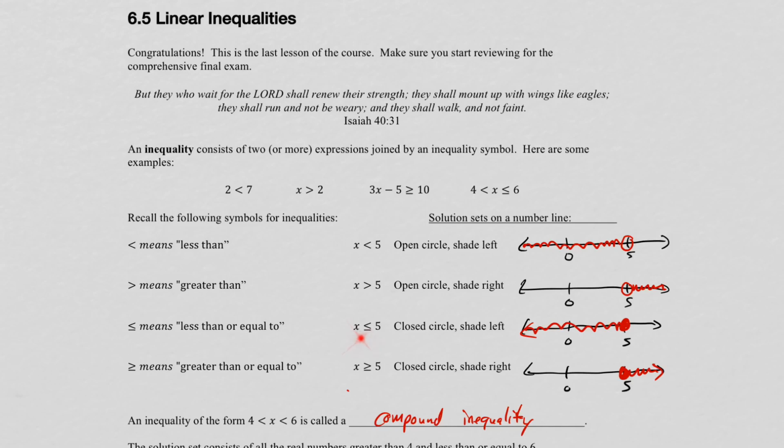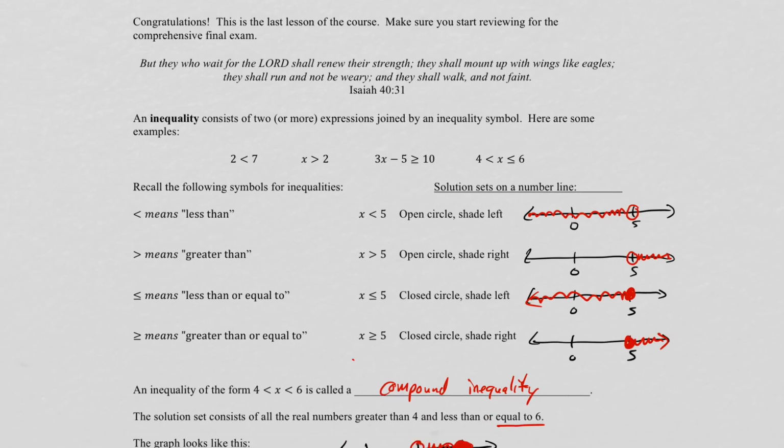And then once we get to the equal to signs that are right under the inequality signs, we're going to include the number. So we're going to do a closed circle and shade left for less than or equal to. So closed circle, shade to the left. And greater than or equal to is going to be closed circle, shade to the right. Okay?